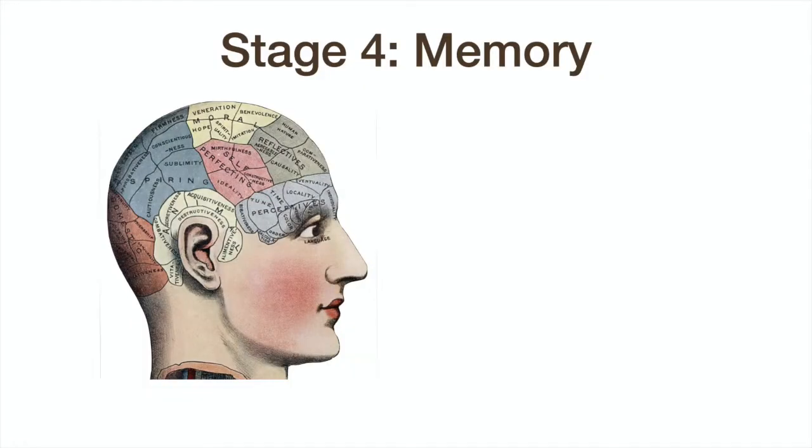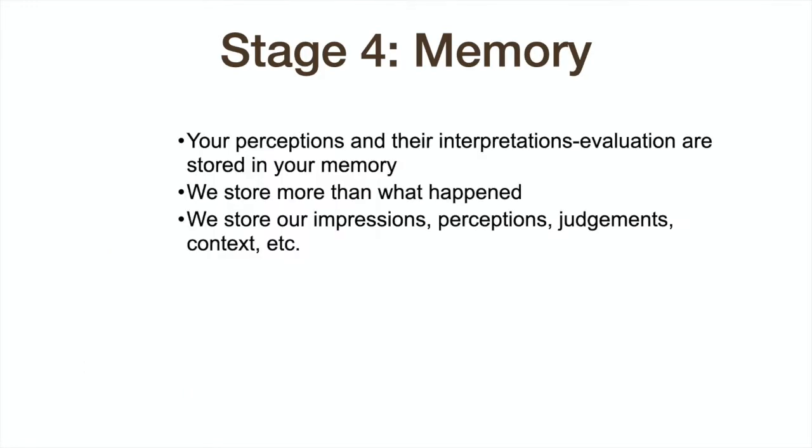All right, the fourth stage is memory. So we commit things to memory. First we observed, right? Then what did we do? We organized, we interpreted. The fourth stage is memory. But we store more than what happened. We also store our impressions. We store our interpretations of what happened in a particular situation.